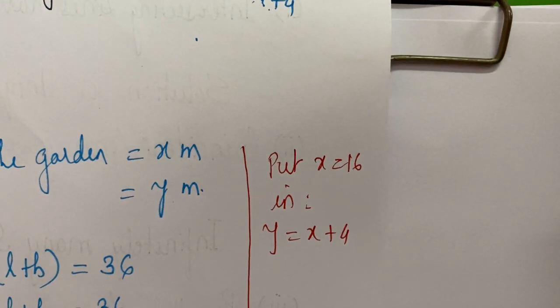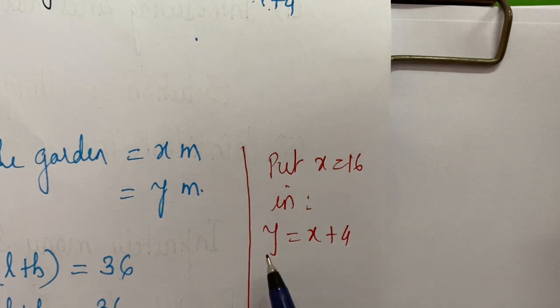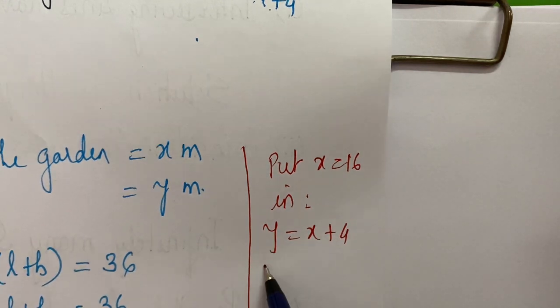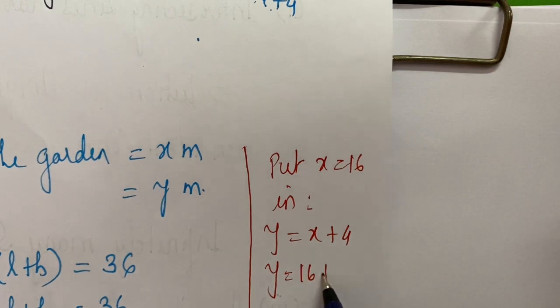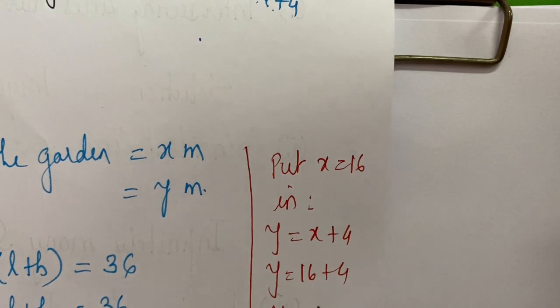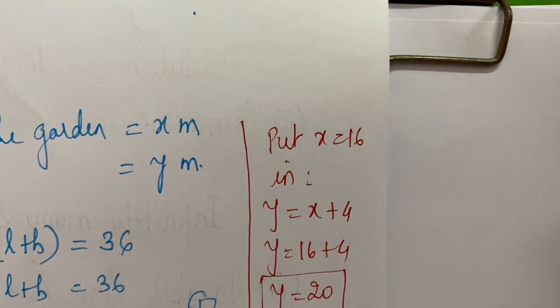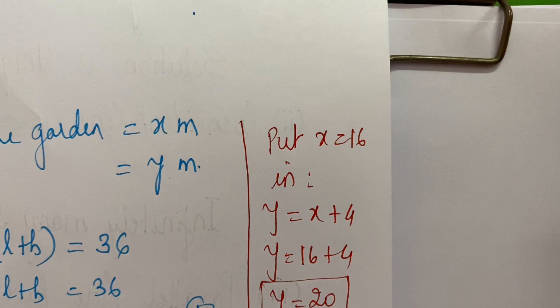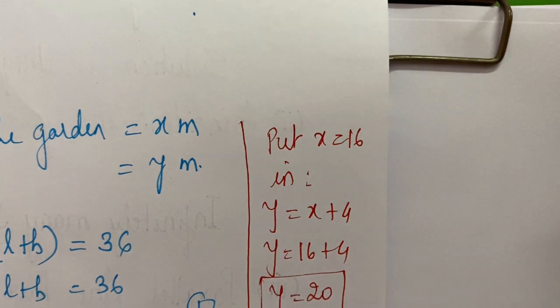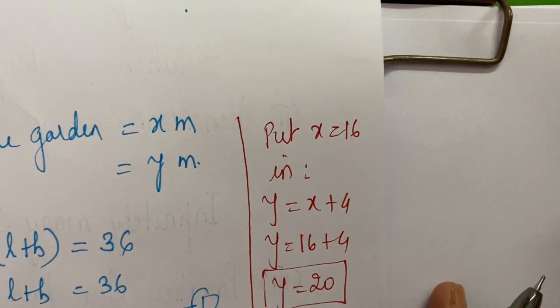This we call as substitution method, dear students. Remember that. The method that I am following is substitution method. So y will be equal to 16 plus 4. y will be equal to 20. So the length is how much? Length is 20 meter and the width is 16 meter. Answer you have to write.